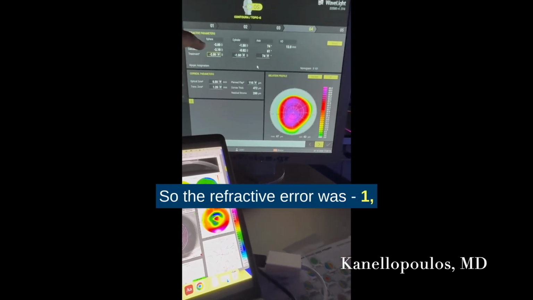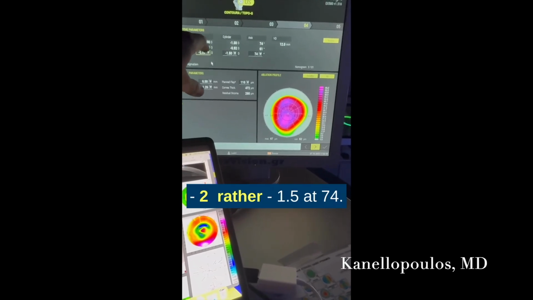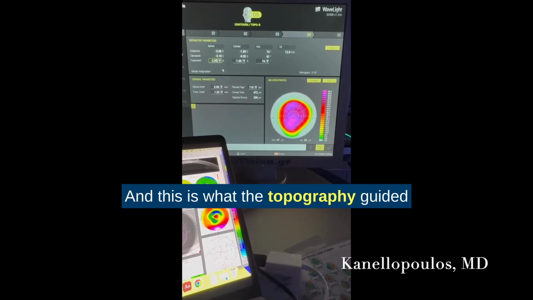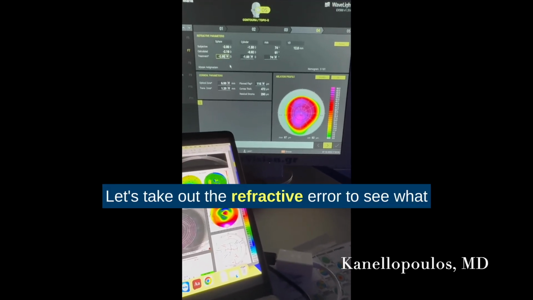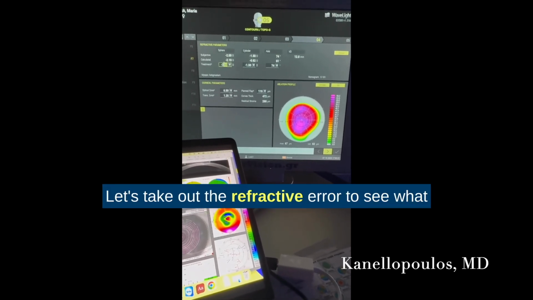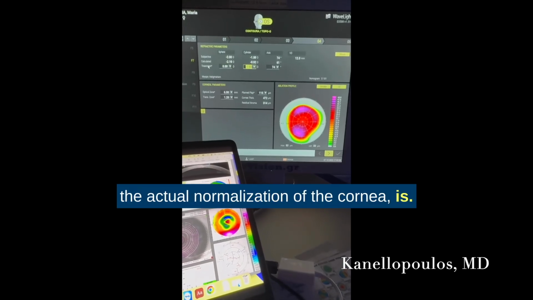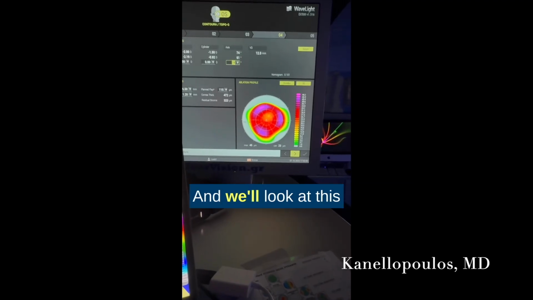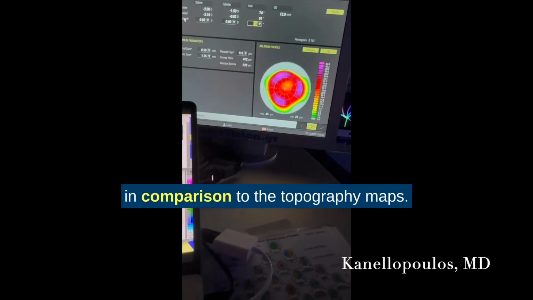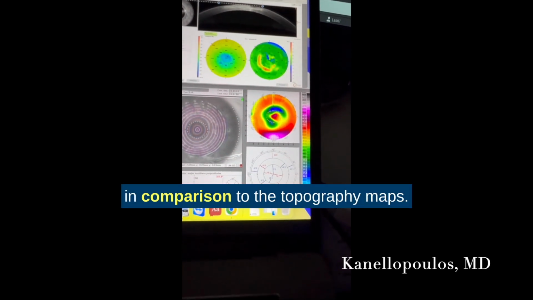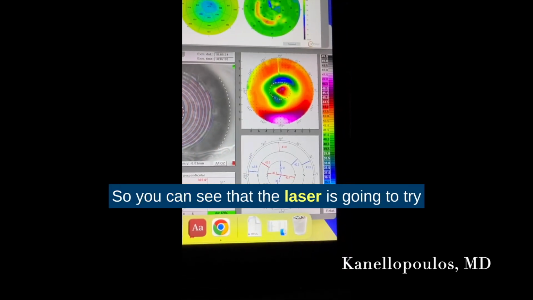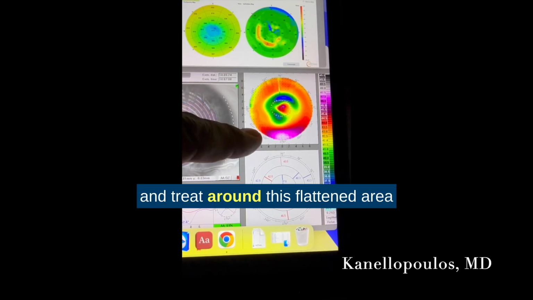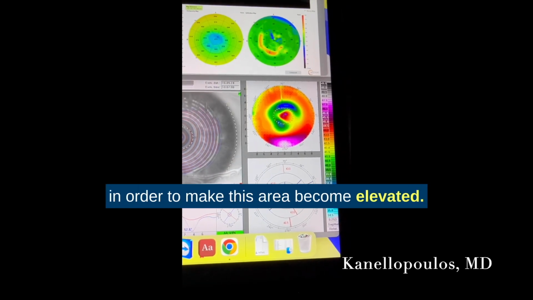So the refractive error was -2, rather, -1.5 at 74. And this is what the topography-guided platform will do in the US as well. Let's take out the refractive error to see what the actual normalization of the cornea is, and we'll look at this in comparison to the topography maps. So you can see that the laser is going to try and treat around this flattened area in order to make this area become elevated.